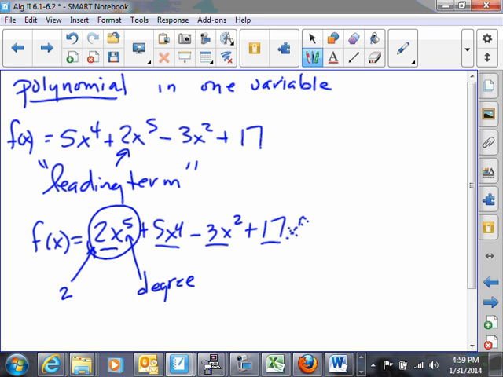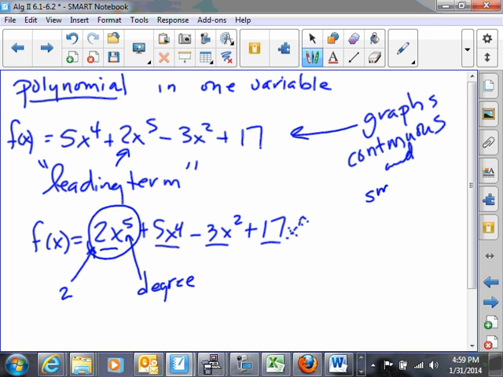Now, graphs of polynomial functions, in other words, if you have a polynomial function, the graphs are continuous and smooth. Now, continuous is a mathematician's term to say you could put your pencil down on the paper and draw the curve and not pick it up off the paper till you were finished.